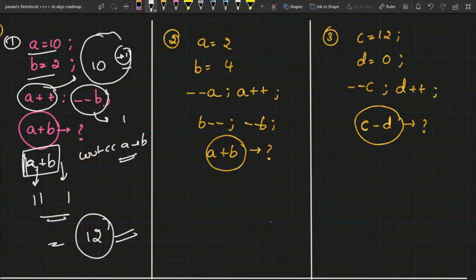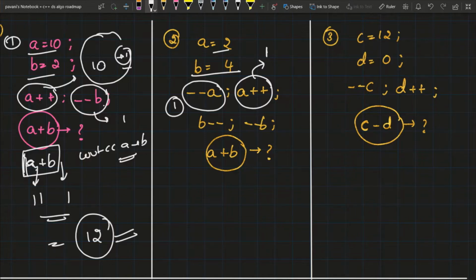Second one, given a equal to b equal to 4, --a. This is pre-decrement. What is pre-decrement here? In pre-decrement, 1 is deducted directly from a, and this whole value becomes 1. And then a++, this is post-increment. In post, what happens, what is now the a value? 1. It is not 2 because it is pre-decremented. So here the value is 1 and plus 1 is hanging around in here.